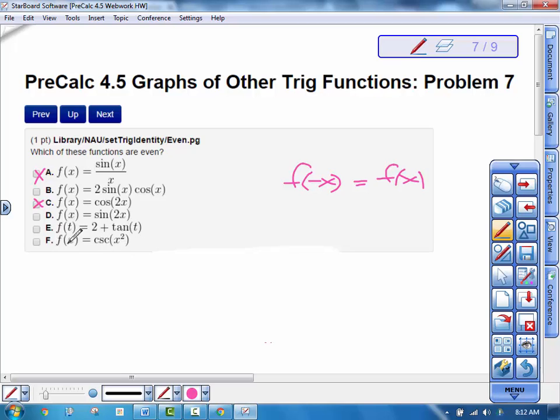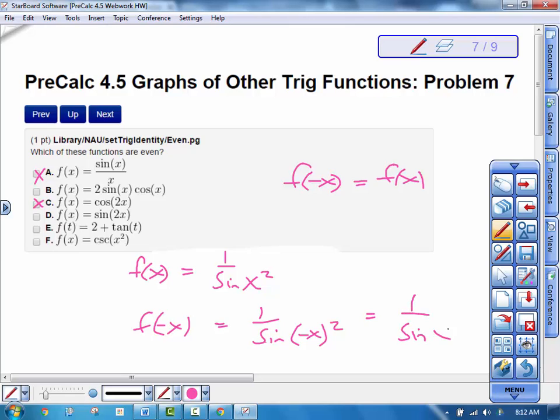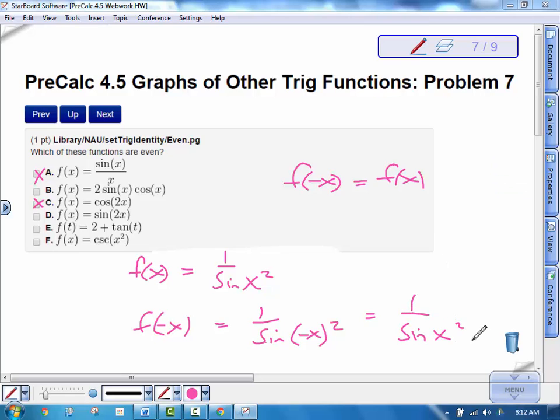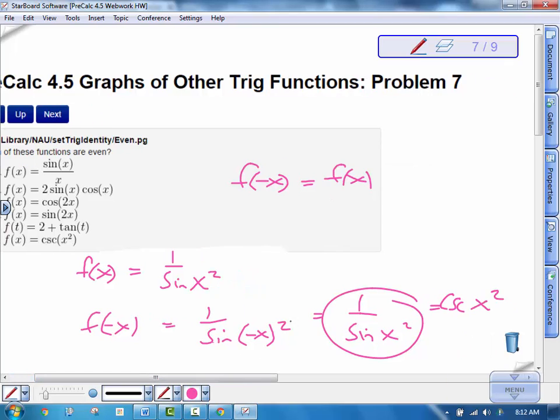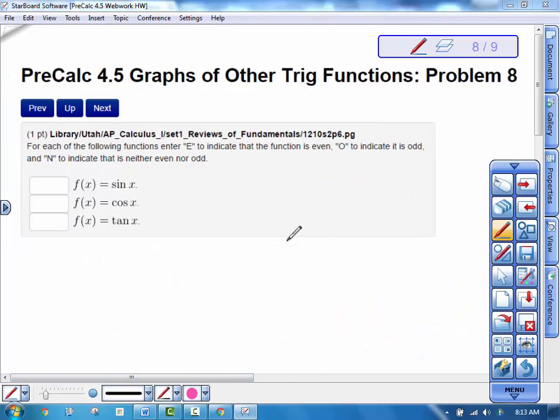And then the last one's a tricky one. F of x equals cosecant, which is really 1 over sine of x squared. So when I plug in negative x, that turns into 1 over sine of negative x squared. Now, when you square negative x, you just get x squared. So this really simplifies to 1 over sine of x squared, which is the original function, right? So when you plug in f of a negative x, you get the same thing back, which is cosecant of x squared, because squaring a negative gets rid of it. So this one is even. So just a reminder then, sine is odd, cosine is even, and tangent is odd.